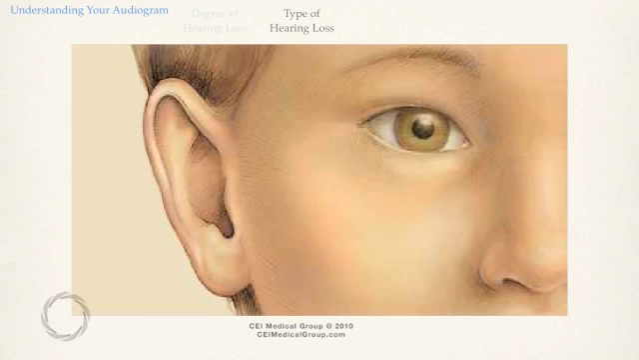Once the degree of hearing loss is known, your audiologist will determine the type of hearing loss. The type of hearing loss can answer many important questions, such as, can my hearing improve? What is causing my hearing loss? Would I benefit from hearing aids? And is my hearing loss permanent? To understand the different types of hearing loss, let's first cover the basic anatomy of the hearing system.